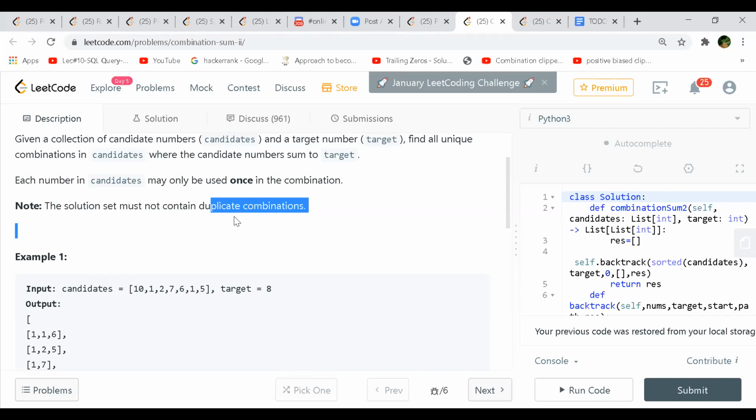It's like knapsack, where in combination sum one we have infinite supply, like the coin change problem where we have infinite supply of coins. Here it's not like that. We have limited supply, the way it's given in the array. So we can do this with knapsack also, right? And backtracking, both.